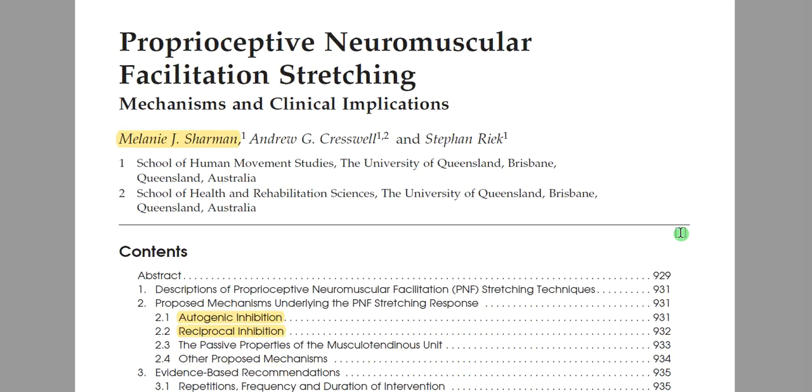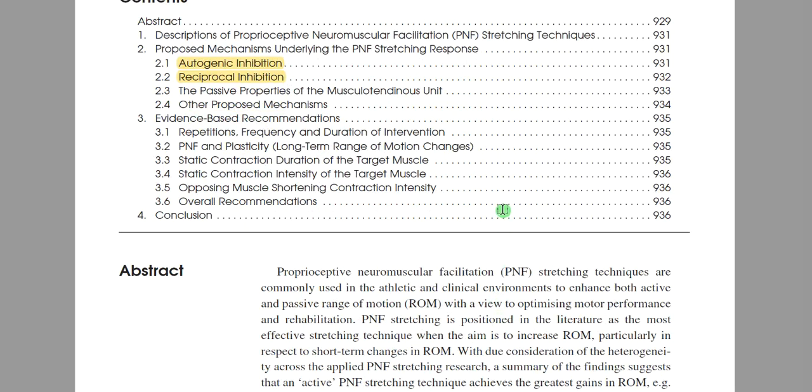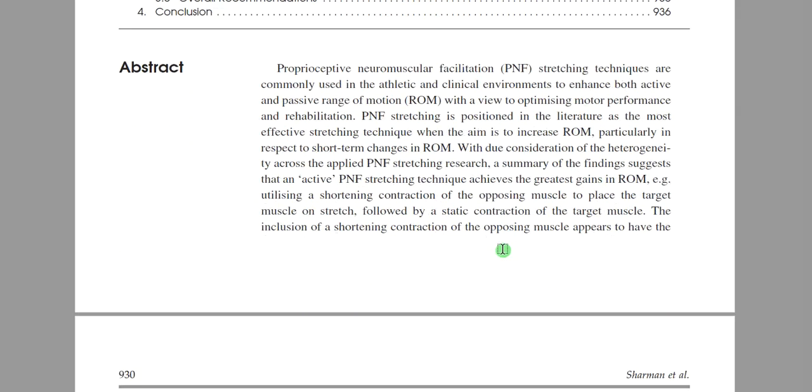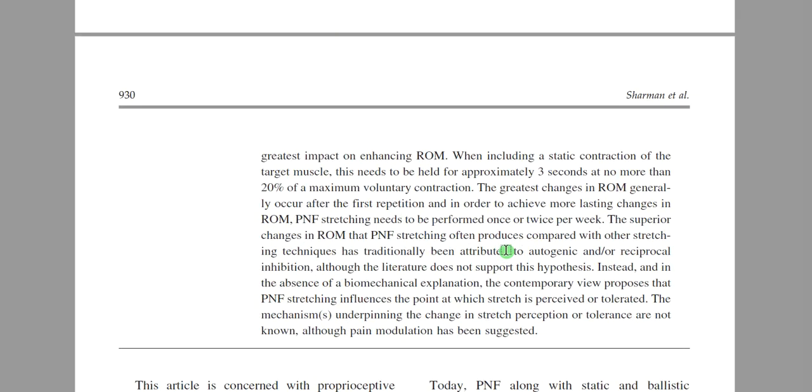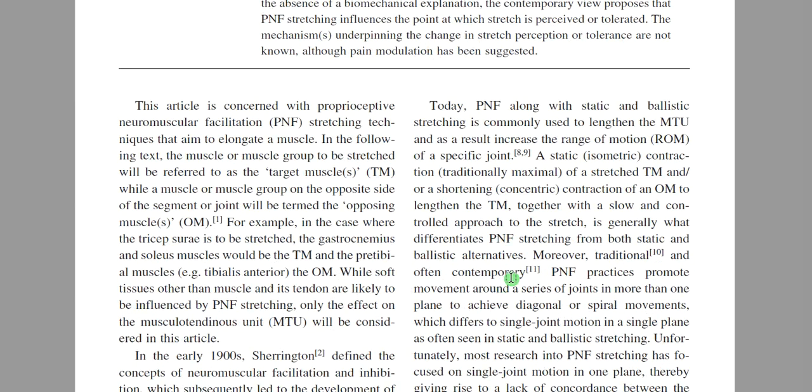So with this, it summarizes again autogenic and reciprocal inhibition, and it also makes a nice summary of some of the research throughout there. So I encourage you to dig into this article. I do want to basically highlight a few things that are out here.